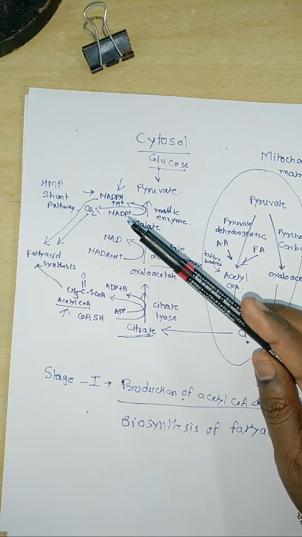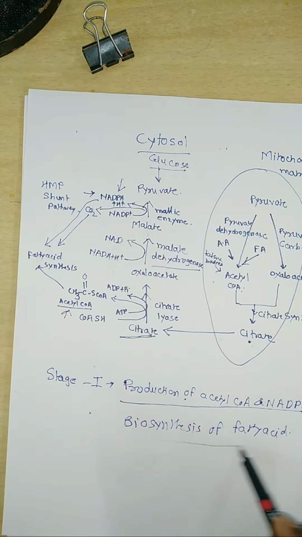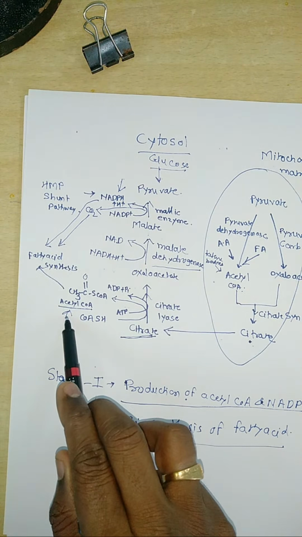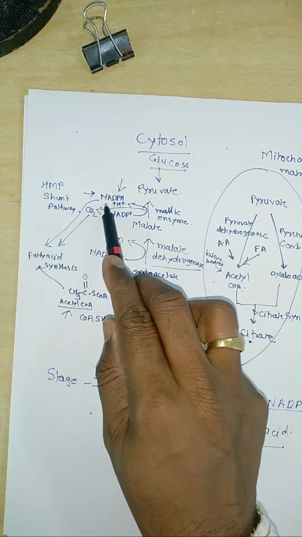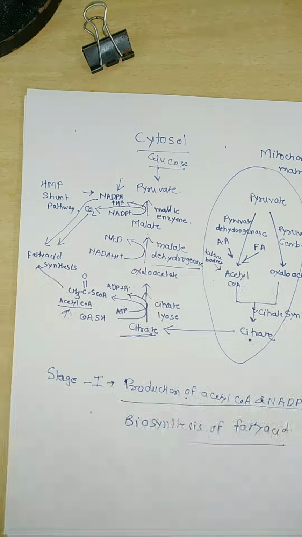Now NADPH is required for the biosynthesis of fatty acid. We require acetyl CoA, and we also require NADPH and CO2, which we get from step 1. Now we are moving towards step 2.